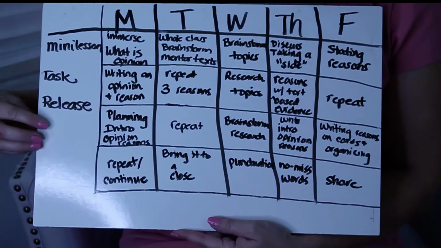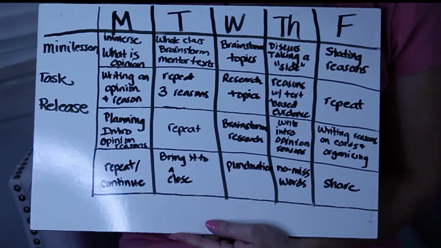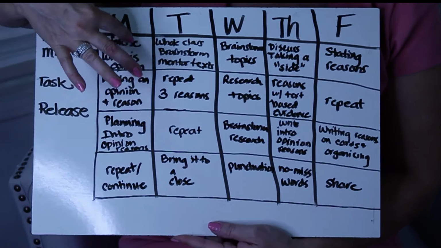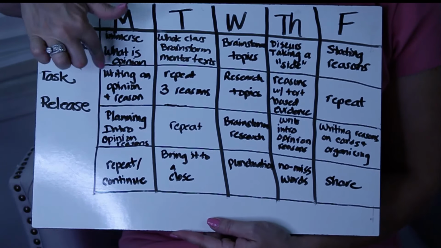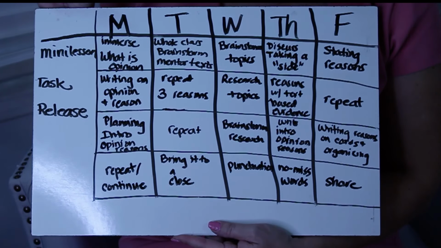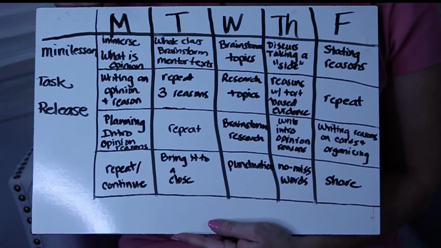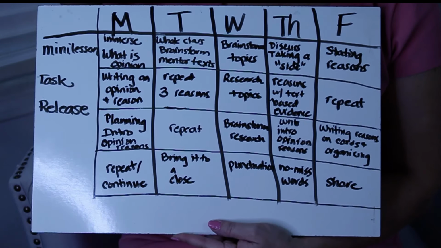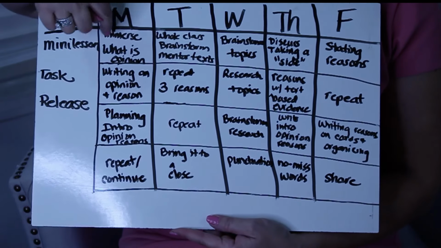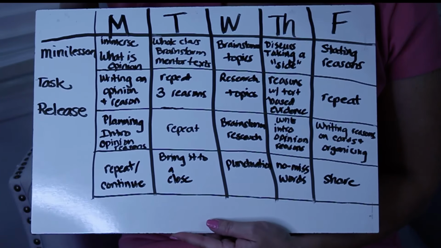Let's take a look at this quick brainstorm of an opinion unit. So it starts here with an immersion into what is opinion. So we take a look at what is opinion writing. Look at a lot of different pieces of opinion writing. Bring in different magazine articles. I pull a lot sometimes from Scholastic or even from National Geographic Kids. I find things online and let students look at a bunch of different ways that authors write their opinions.